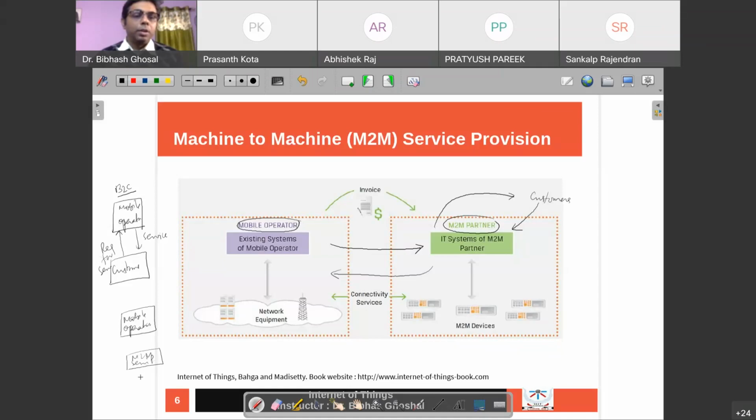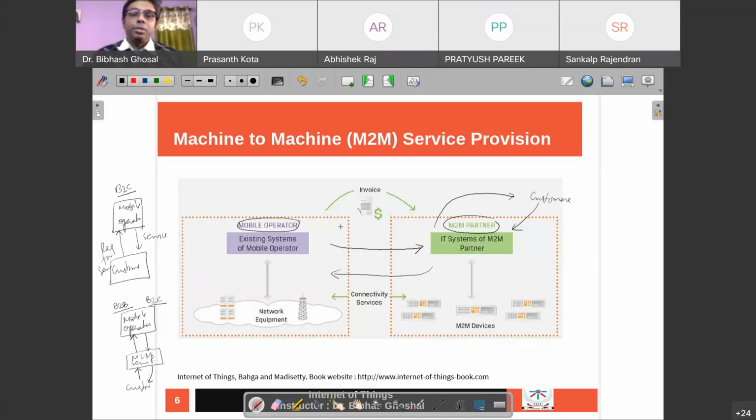Okay, so the customer will be requesting the service via this M2M service provider. The M2M service provider is actually making use of some mobile operator. It is getting this information from the provider and providing it to the customer. So here is a business to business model as well, in addition to business to customer. This is business to customer, and this is business to business, because the mobile operator is also earning something from the M2M partner, and the M2M partner is also earning something from the customer.